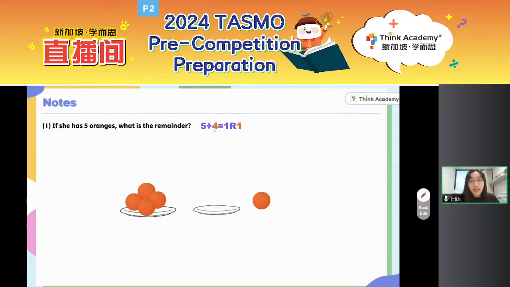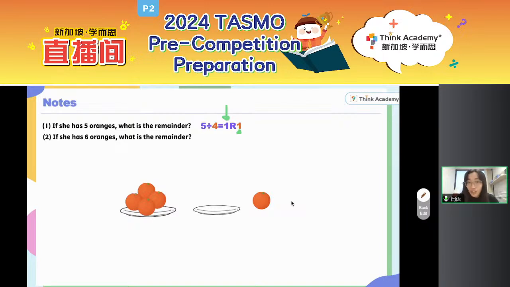Okay, and then following this, equal to 1. What is the 1 here? Okay, the purple one. What is the 1 here? That is 1 plate, 1 group, right? Okay, and then what about the orange one? That is for the remainder. So you see that if you just put 4 oranges on 1 plate, in the end, there is 1 orange left over, okay? And then what about if I have 6 oranges, what is the remainder?